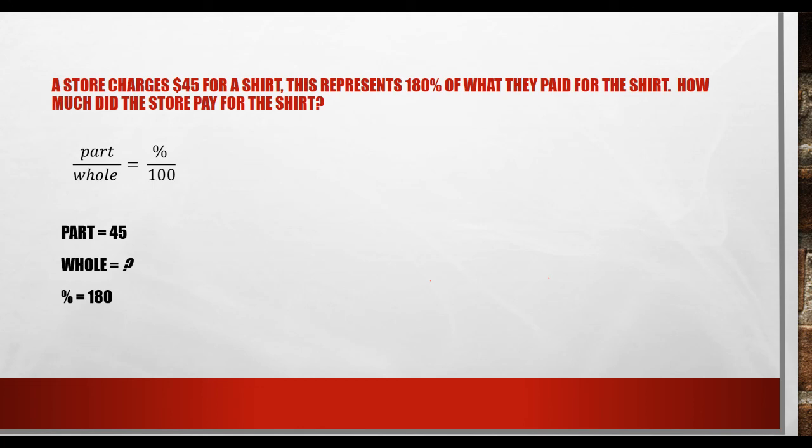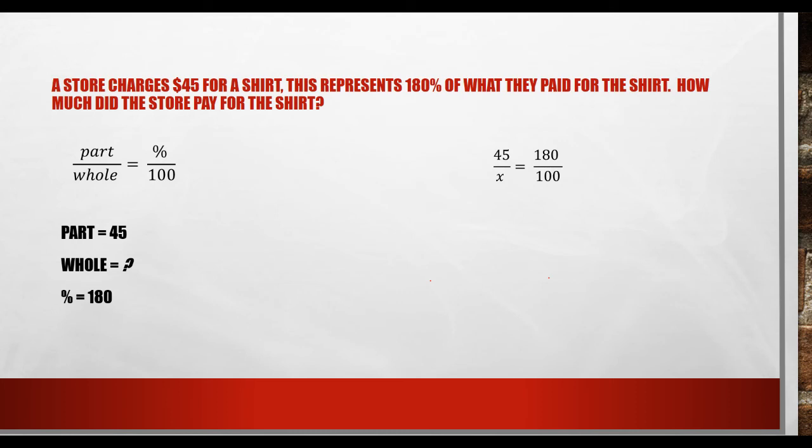So again, part over whole equals percent over 100. The part here is the 45. 45 represents a 180% chunk. So we're going to have to look for the whole. And we should realize that in this case, 100% is less than 180%. So this X is also going to be less.